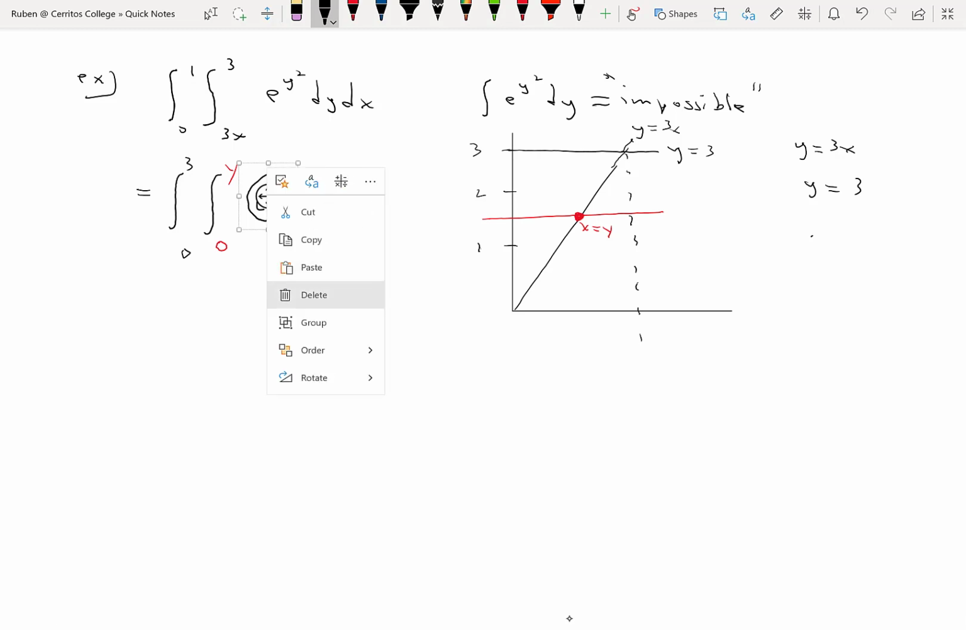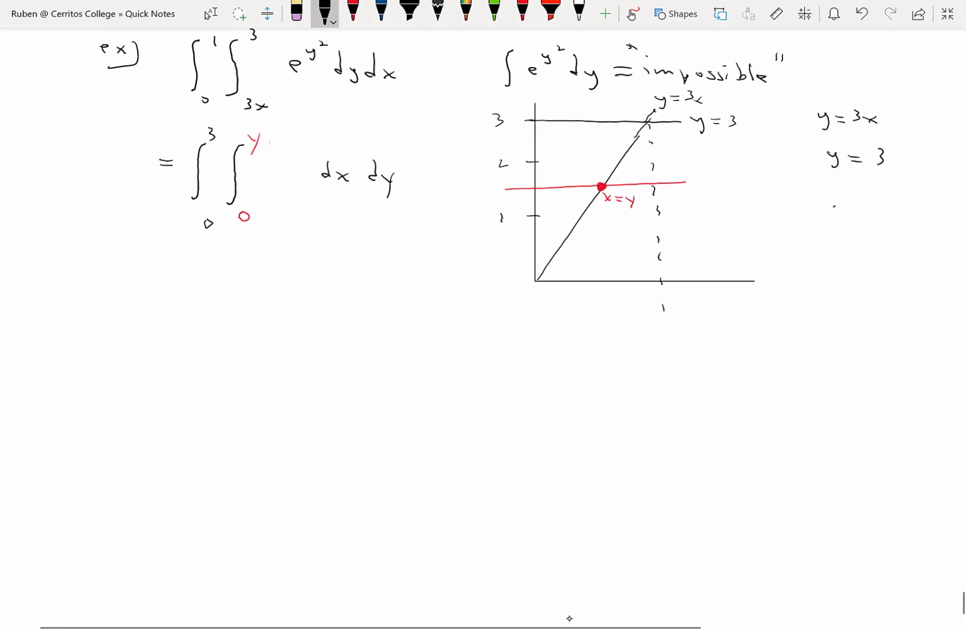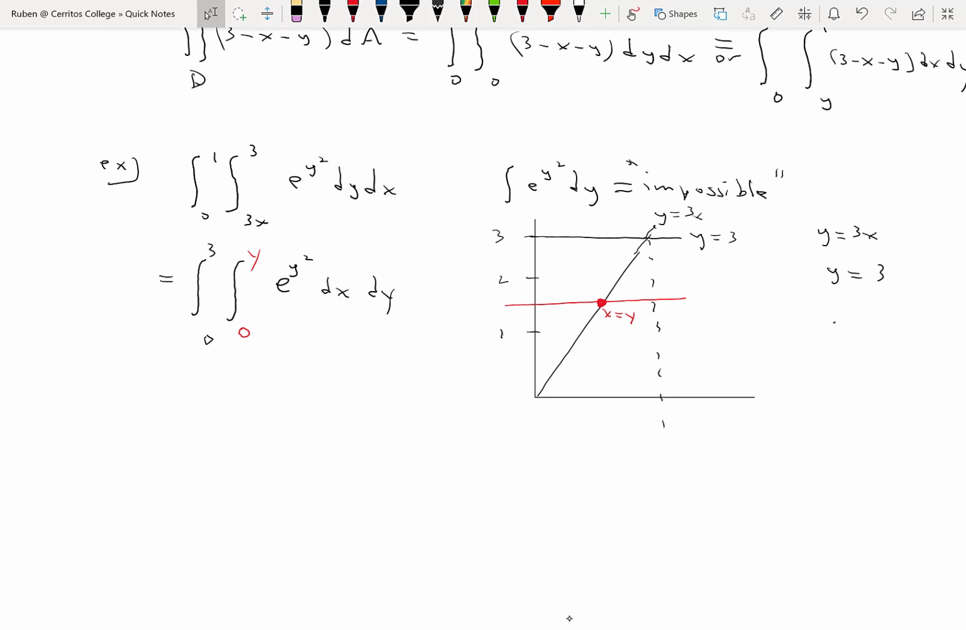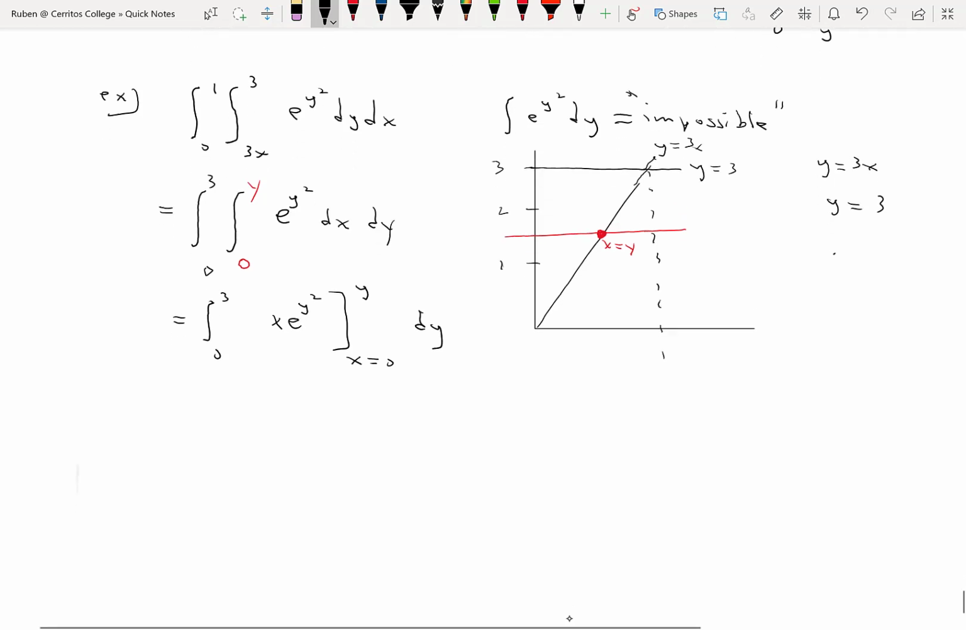from a function of y to a function of x. So we're still integrating e to the y squared. Sorry about that. Okay, let's perform this integration. See what happens. Innermost integral first. I'm going to integrate with respect to x holding y constant. E to the y squared is then constant. So I'm going to get x e to the y squared as x varies from 0 to y, and then I'll integrate that result with respect to y.